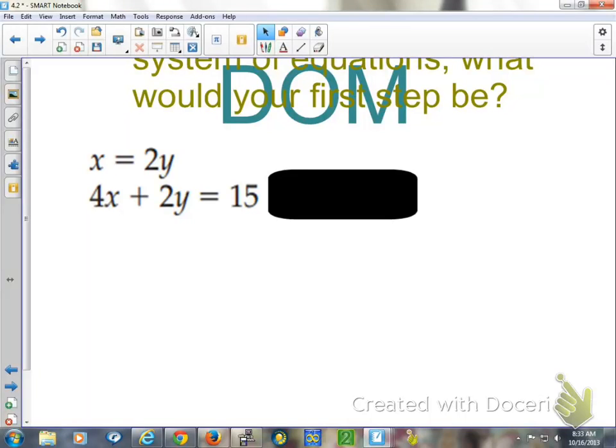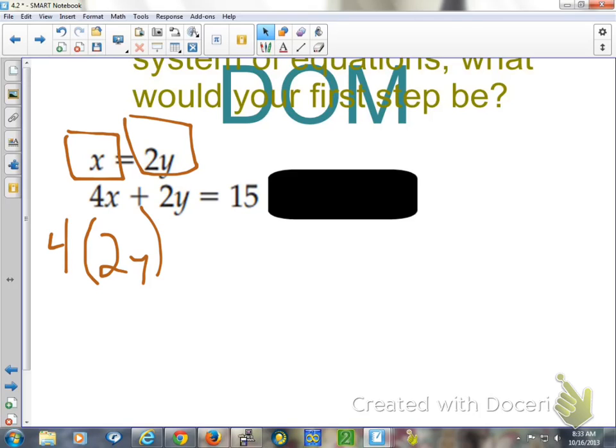Here's all you have to do for substitution method. You have to solve for a variable, which is already done for us here, x equals. You're going to take what it equals, and plug that in for the x on the other equation. So, if x equals 2y, then I can rewrite my second equation as 4, but instead of x, I'm going to plug in 2y, because that's what x equals, plus 2y equals 15.